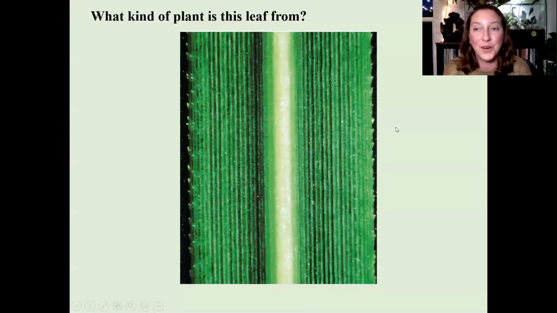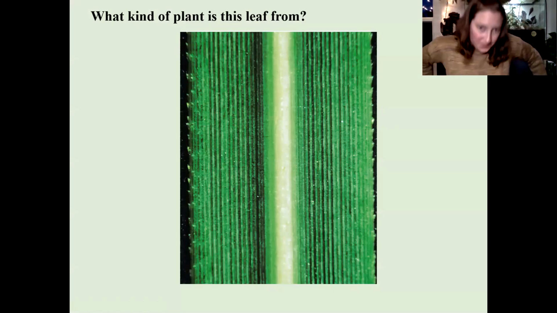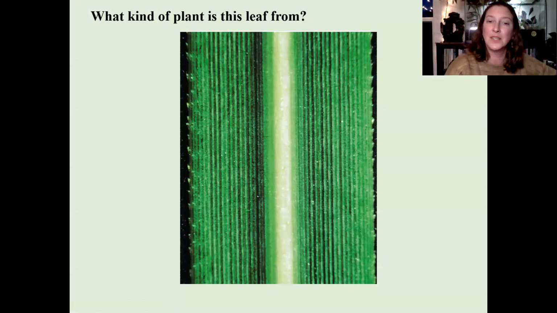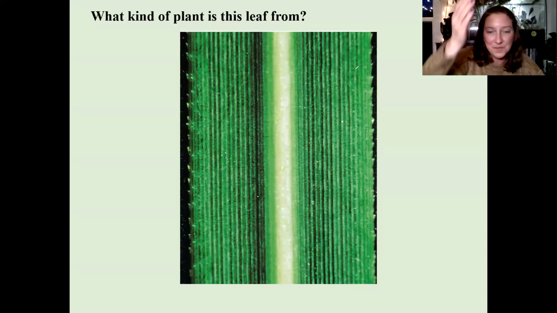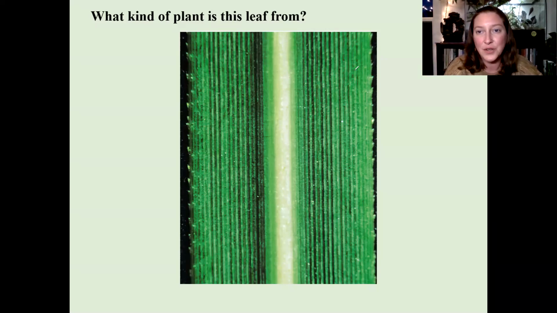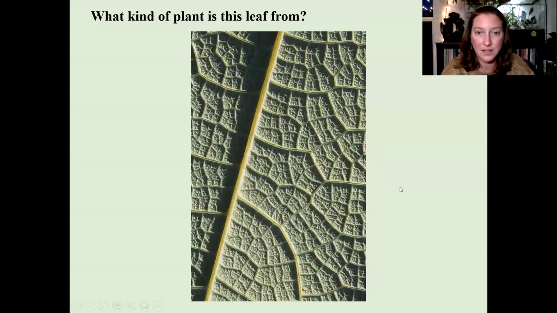All right, here you go. So if I showed you this and I said, is this from a monocot or a dicot? What kind of plant is this leaf from? Well, hopefully you can tell that we don't have net-like venation, we have, oh boy, straight lines. Yeah, trust me, those are straight lines. Parallel venation. So we know that this must be a monocot leaf, and it is, it's a grass.